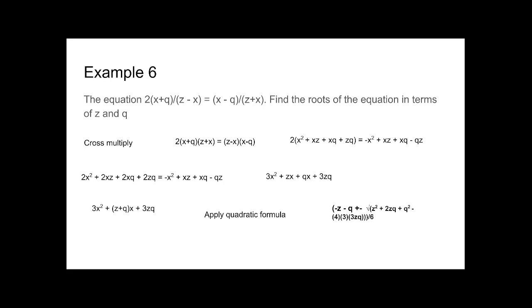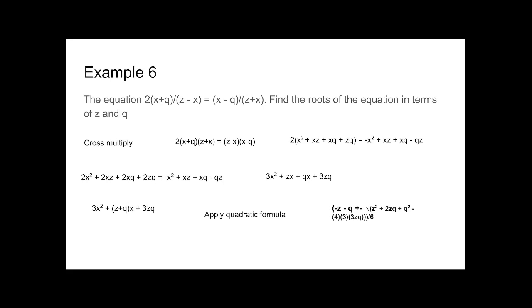Plus or minus the square root of z squared plus 2zq plus q squared. So how do I get that part of the equation? That part is basically b squared. So b squared would just be z plus q squared, and that's just applying the basic algebra skills to get there. And then we're going to be doing the minus 4ac. A is equal to 3, and our c value equals 3zq. So it'll be z squared plus 2zq plus q squared minus 4 times 3 times 3zq. And then finally we're going to be dividing by 2a. Our a value equals 3, so if we divide by 2a, we'll just get divided by 6.